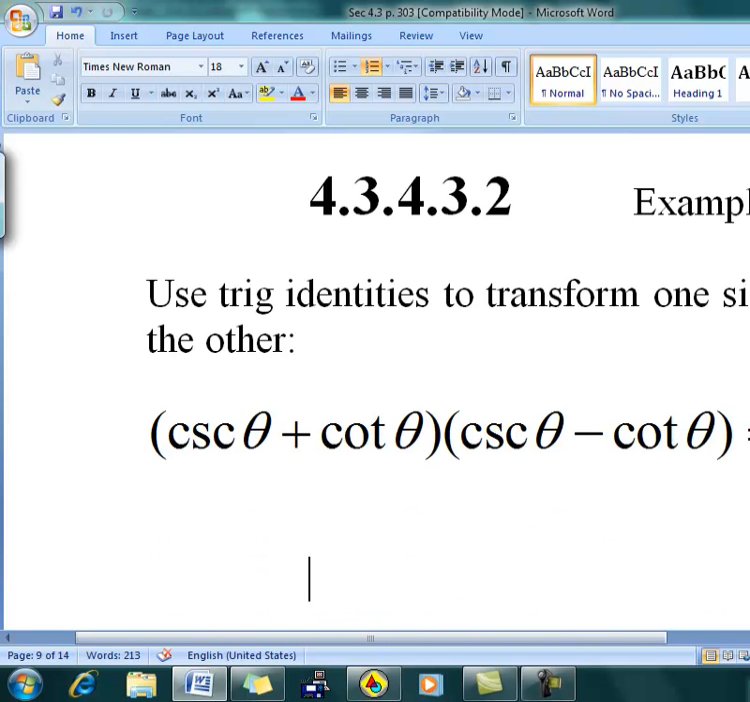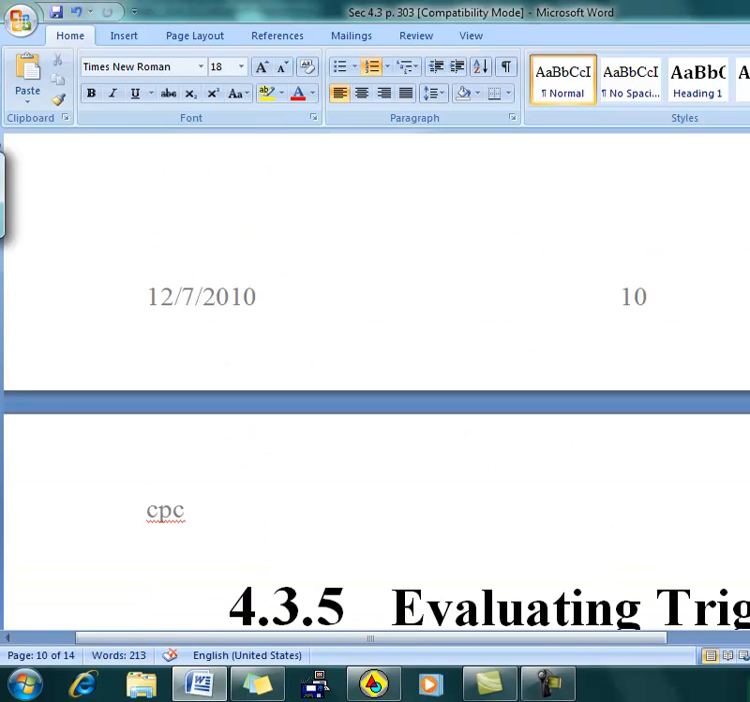Beta, you want to take care of this? What? You want to take care of that? I don't know whose that is.